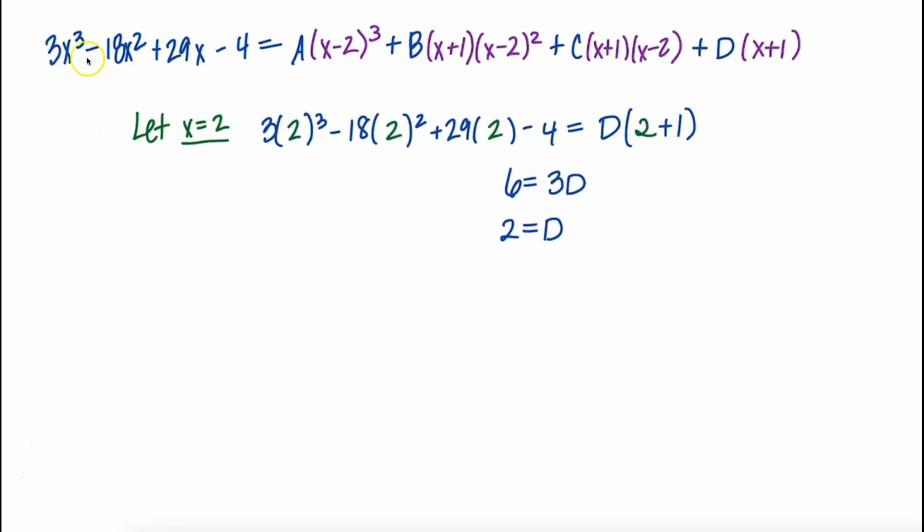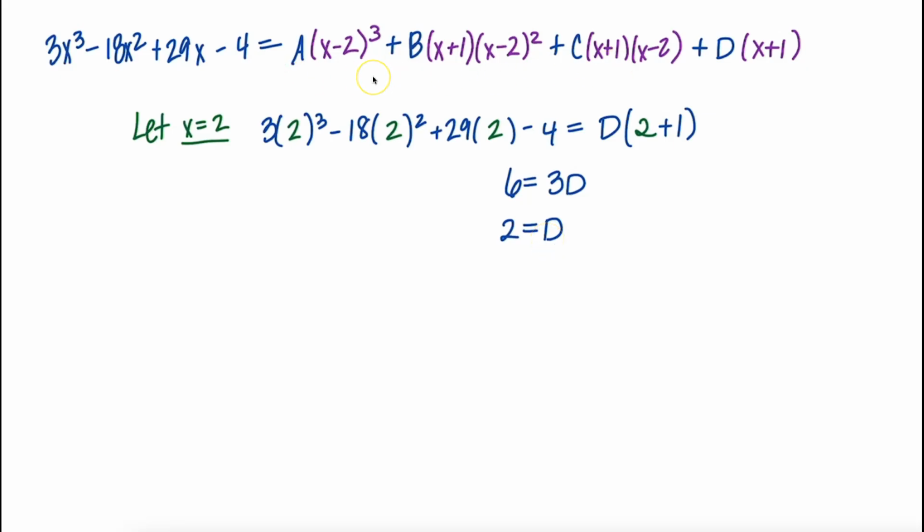So if I let x equal 2, plug 2 into each x on the left, and then again, all of these terms are gone, so I just plug 2 into this x in this final term, and if I do the arithmetic, I end up getting d is equal to 2.